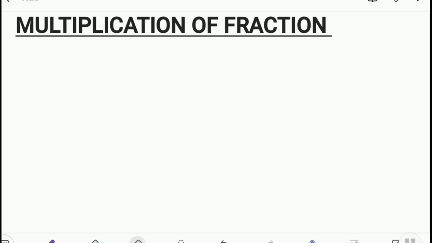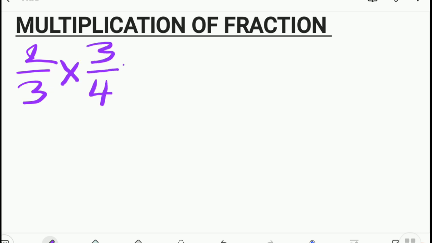Now, let's take an example. When you have 2 over 3 times 3 over 4 will be equal to what? For multiplication of fractions, it is very easy and simple. First of all, you have to observe numerators and also denominators.